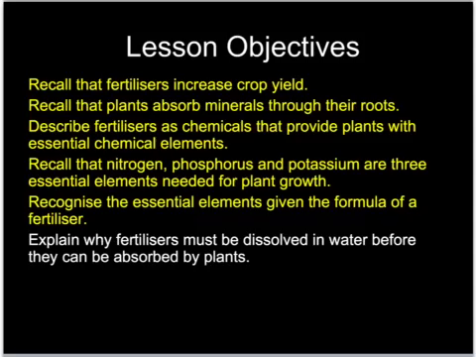We'll cover the fact that fertilizers increase crop yield and how they work through their roots. Fertilizers are chemicals that provide plants with essential chemical elements, and what those particular elements are.